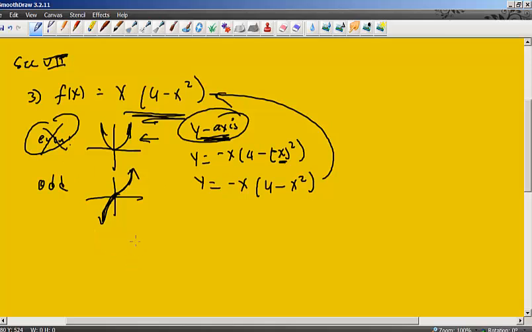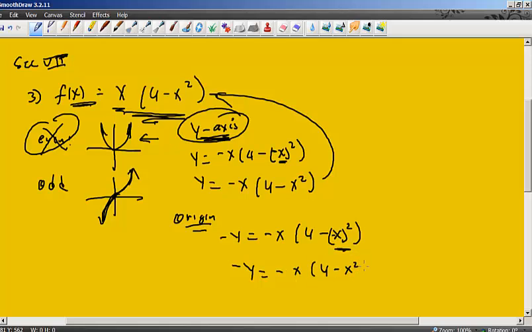Now, what about an odd function? Well, an odd function is symmetric to the origin. And how would you check for origin? We replace both x and y with negatives. So negative y is equal to negative x times 4 minus negative x quantity squared. The squaring makes that negative disappear. You get negative y is equal to negative x times 4 minus x squared. And of course, when you multiply both sides by negative, you'll get y is equal to x times 4 minus x squared.